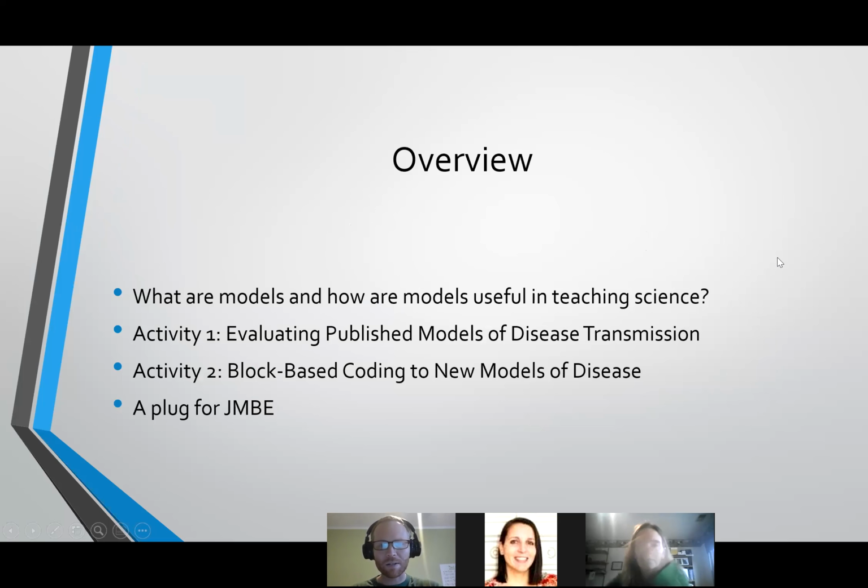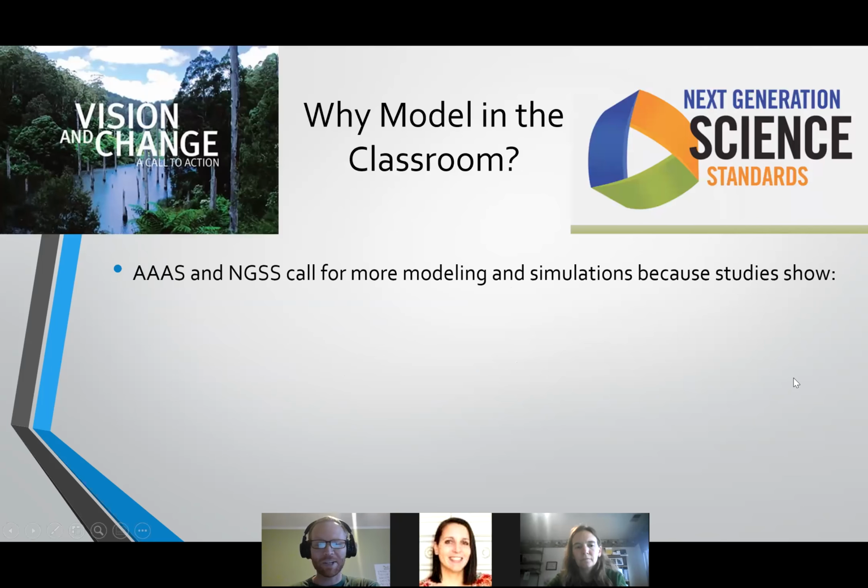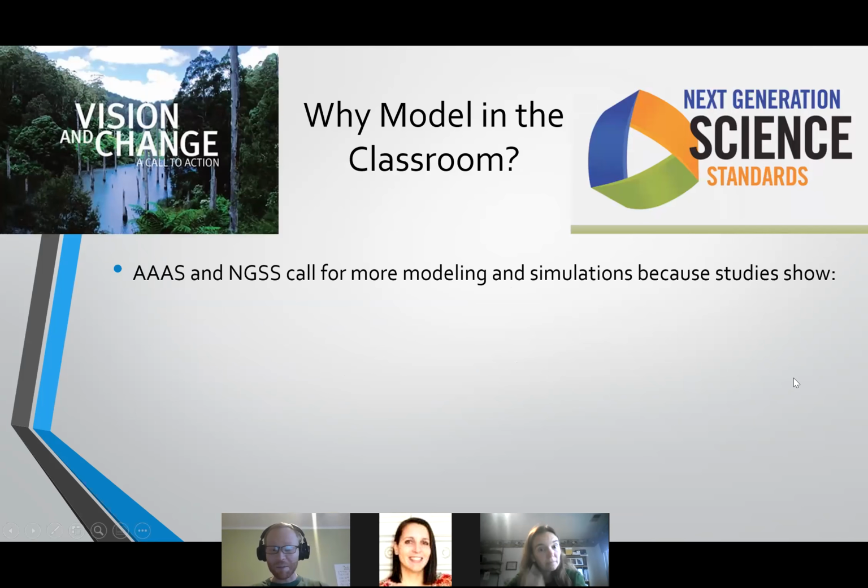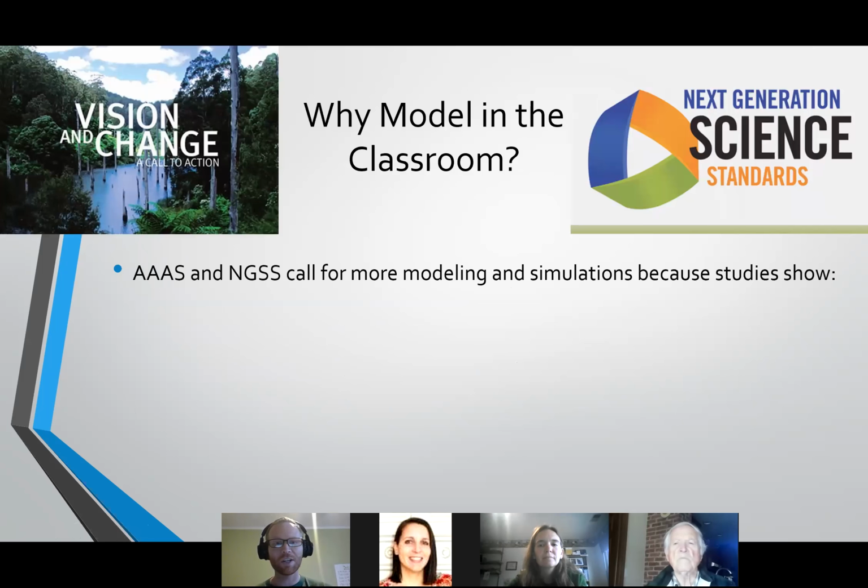First of all, what are models and how are they used in science teaching? I was a complete novice to this, which I'll explain a little later, until just this spring. And then I'm going to unpack two different activities that you can choose to use, either one or the other or both, and they're highly modifiable, so that's a good thing. And then I just want to give a plug for JMDE, which is a great journal that's out there. At any point in time, if you have questions, please just unmute yourself and let me know.